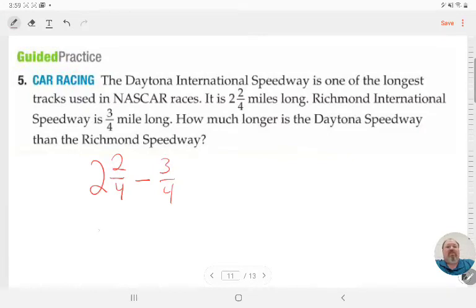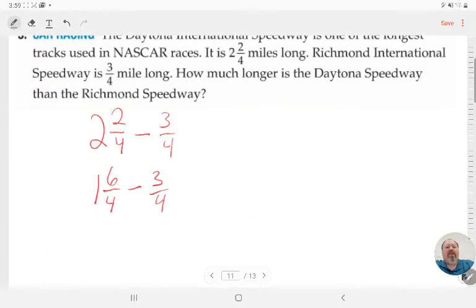So we have to take 1 from the 2, and that becomes 1. And we have to add 4/4 to the 2/4, and that becomes 6/4. Now we can subtract 3/4 from that. 1 minus, there's nothing in front of there, so that's just 1, or 1 minus 0 is 1. 6 minus 3 is 3, and we keep the same denominator of 4. So 1 3/4, okay? All right.